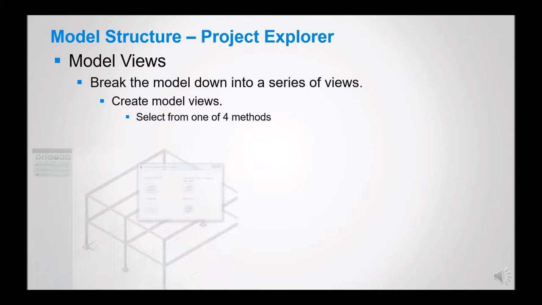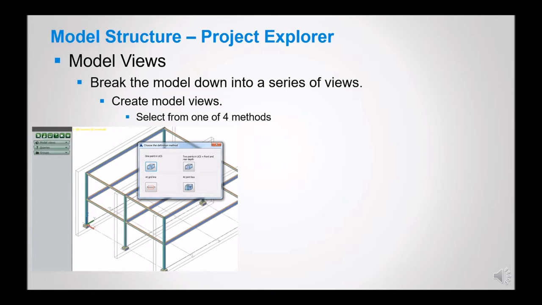They're quite easy. They're available under the Project Explorer. You pick that, and then you select the model view button, available on the menu at the top here. Pressing that button opens the dialog, and you'll see four options in front of you. In this example, I'm going to pick a grid line, and by picking a grid line, I'm setting the model view to be about that grid line. When I do that, it creates it. I give it a name, probably appropriate to the grid, with that as the reference.